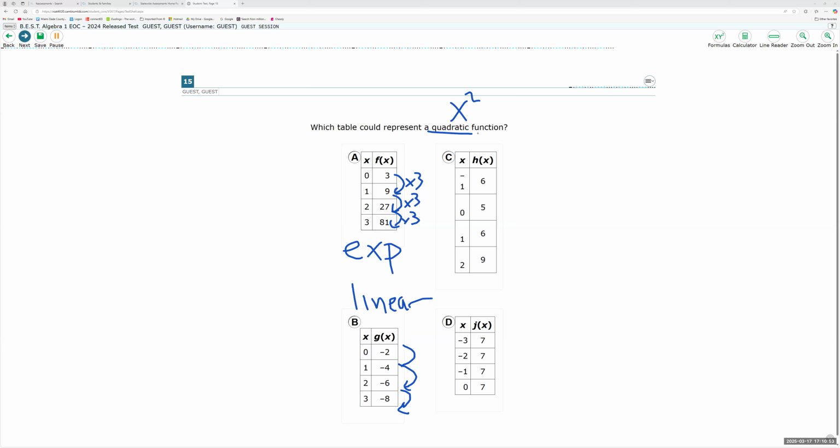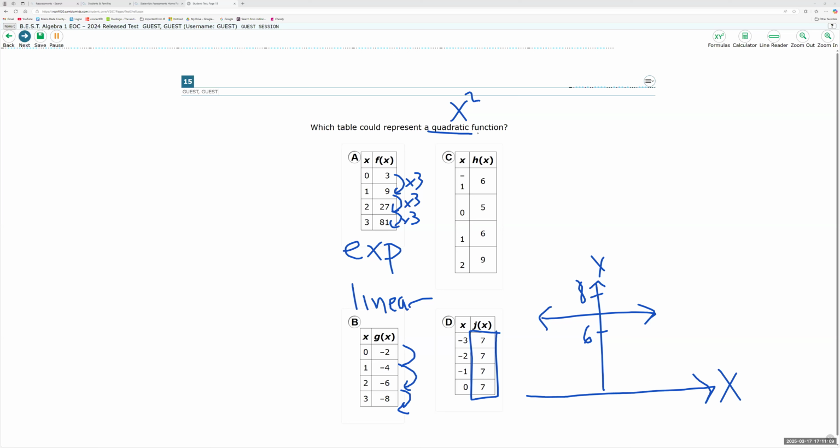This is 7, no matter what x is. So that's a horizontal line at y equals 7. So if y is 7, 6, 8, that's y. That's a horizontal line. This is the x-axis. That's not a quadratic. So the only quadratic formula could be this.